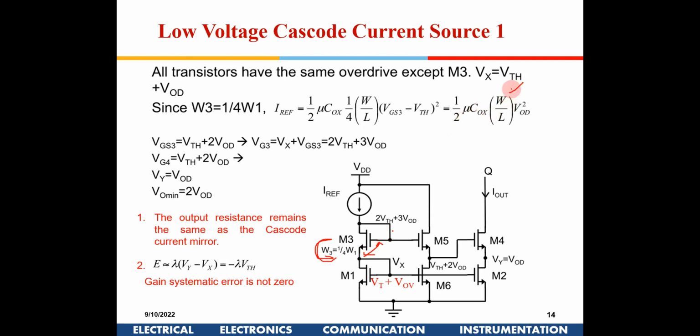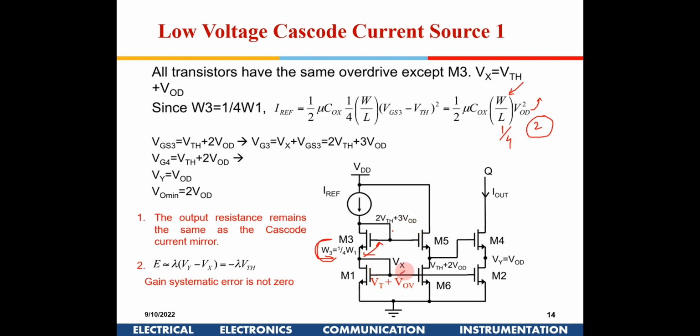See, W by L is 1/4, so VOV has to be twice, more than VOV, because in the ID equation W by L is 1/4. So the overdrive voltage has to be twice. So from here to here, it will be 2 VOV. The overdrive voltage for this transistor is 2 VOV. In the textbook it's written VOD. I have used VOV, so don't confuse that. VOV is nothing but VOD only. In many books it's written OV and OD, so both are one and the same.